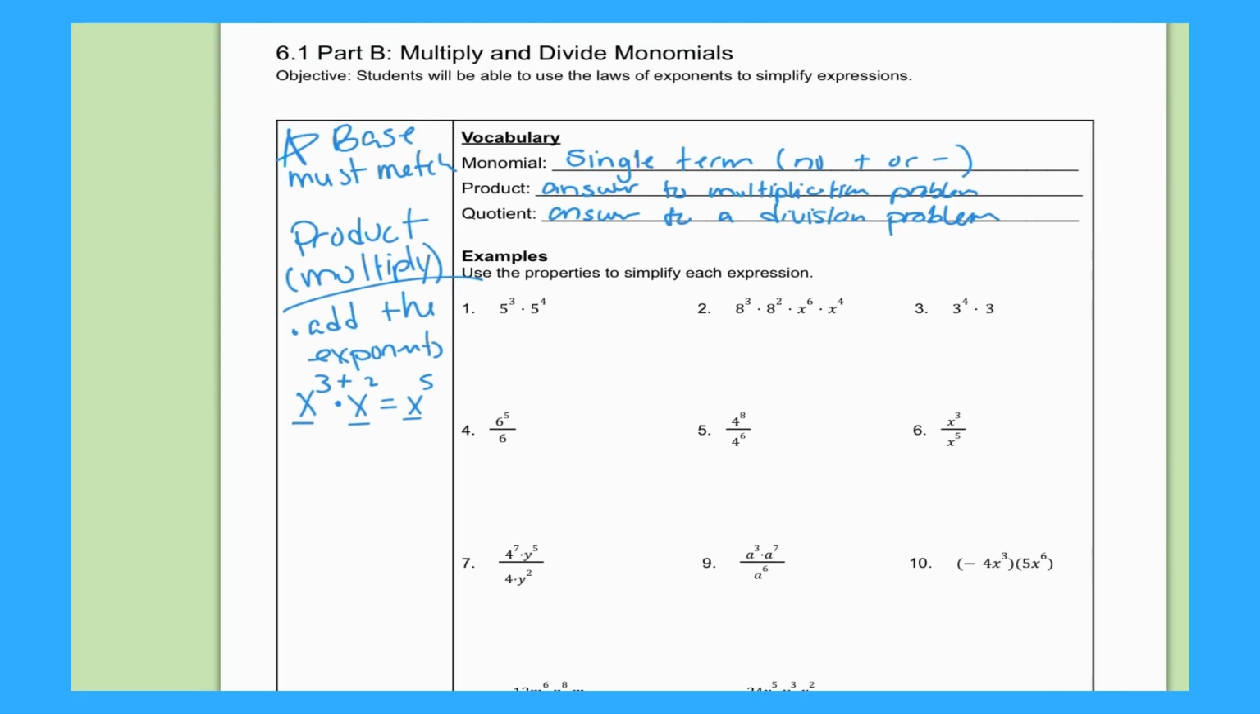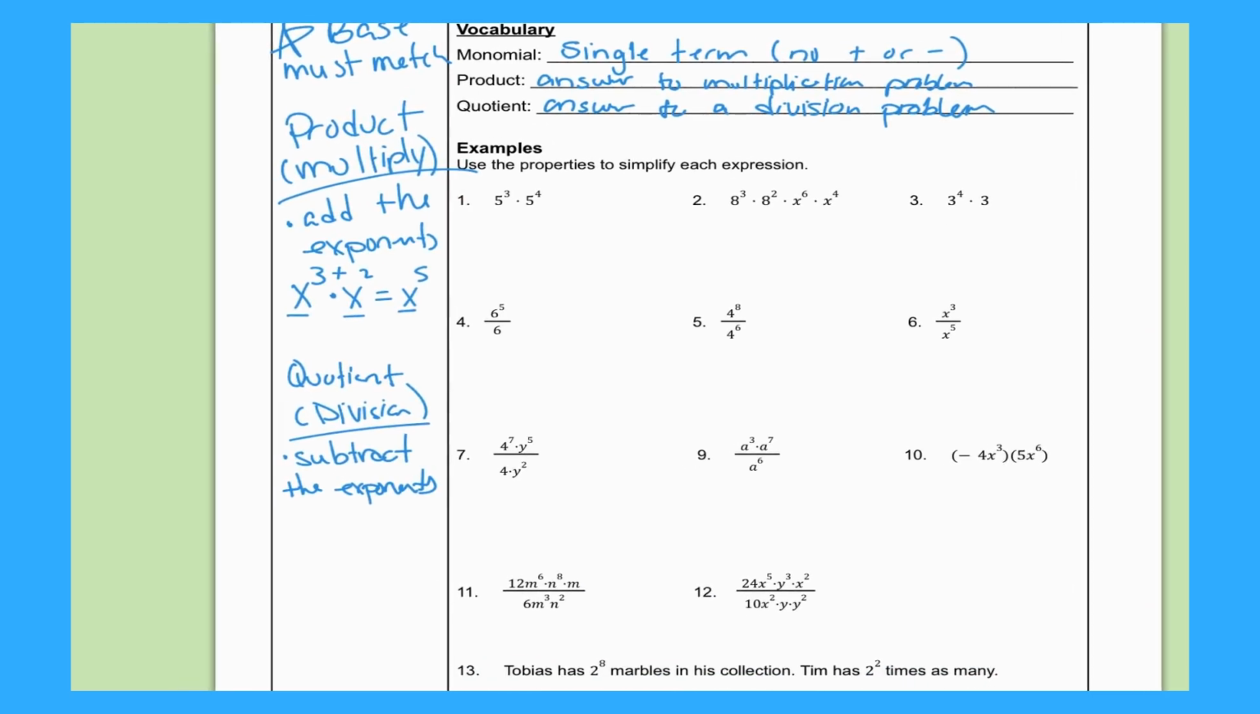And then for the quotient, that's division. Our shortcut is that we can subtract the exponents. But that same rule applies, that the bases must match. So an example here would be if I have x to the 10 over x to the second, that would be x to the 8th. So the bases matched, x and x, the base stays the same, x. But we can take our exponents, 10 minus 2, and we get 8.